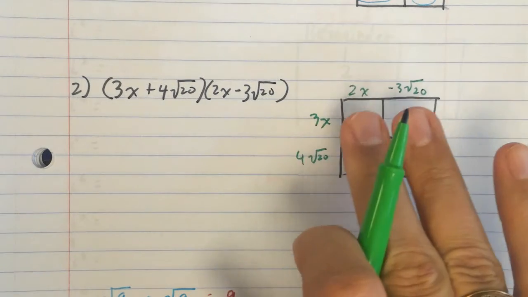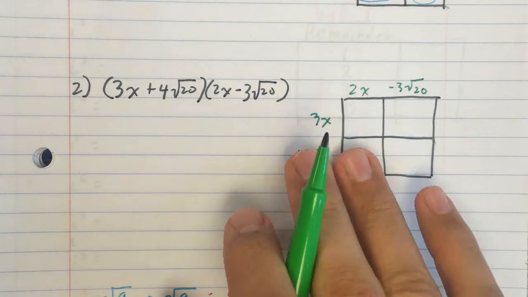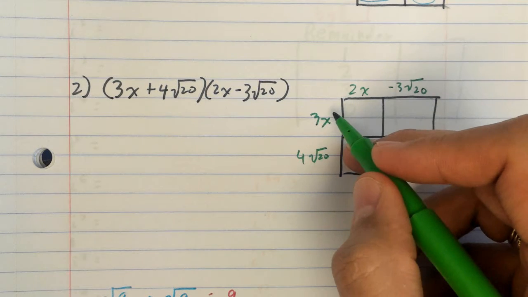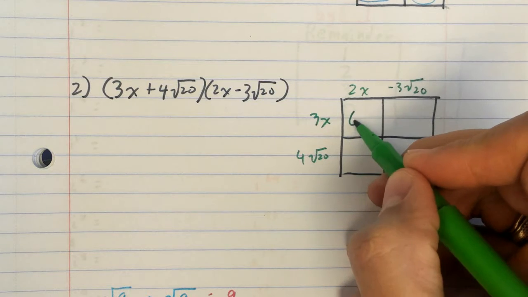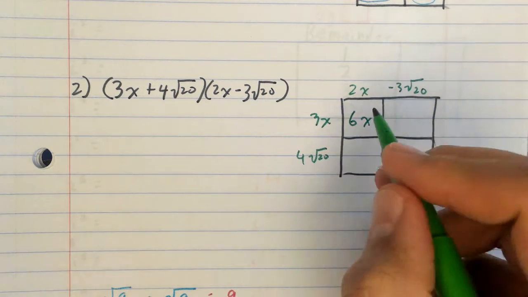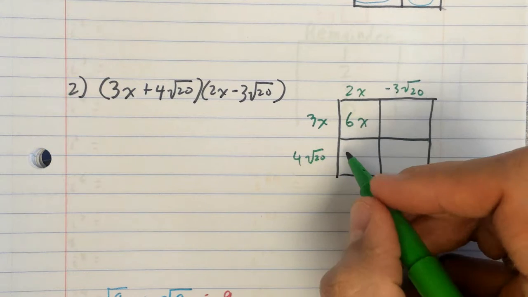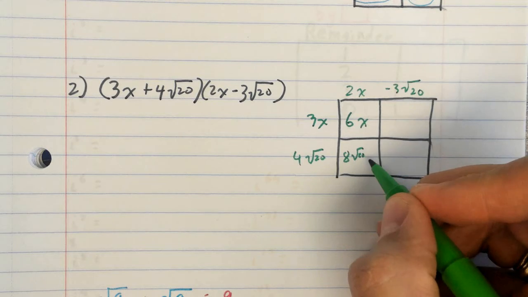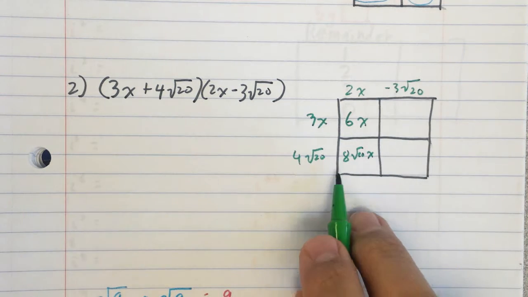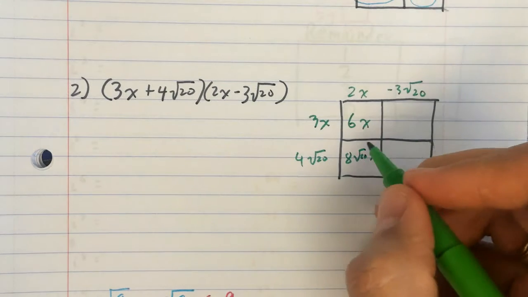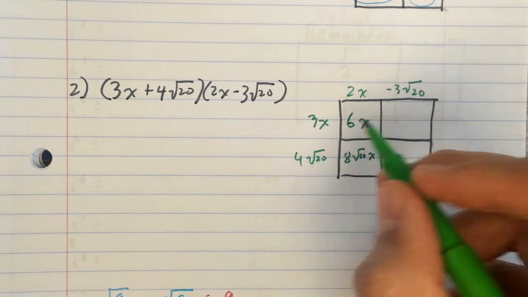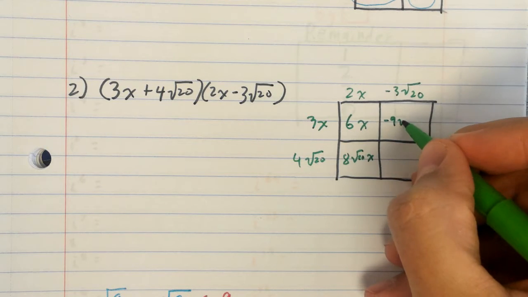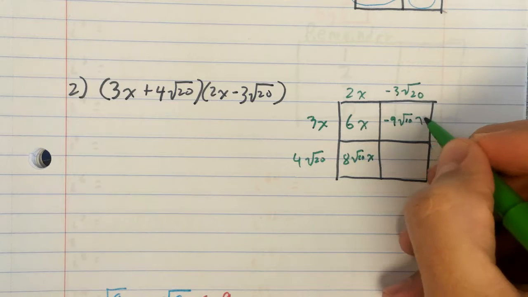When we multiply the different parts of these terms, we need to break it up. So for this first one, just like with regular binomial multiplication, 2 times 3 is 6, x times x is x squared. 2 times 4 is 8, nothing to multiply the square root of 20 by, and then an x. 8 square root of 20x. And right here we have 3 times negative 3, which is negative 9. Nothing to multiply the square root of 20 by, and then we have an x right there.